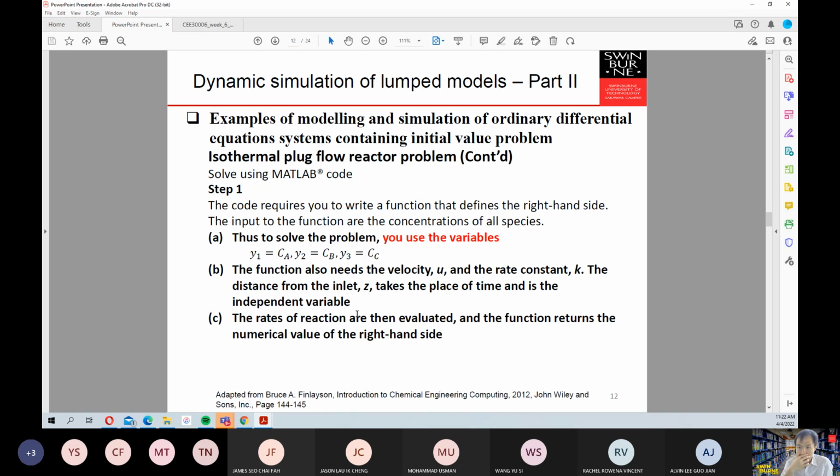How do you solve this thing using a MATLAB code? This one is taken from the Bruce A. Finlayson book, which introduces a simple MATLAB code to solve this initial value problem. To solve this problem, we just use these variables y. So y in here is a vector of 3 components, where the first component will be equal to CA, the second component is equal to CB, and the third component is equal to CC.